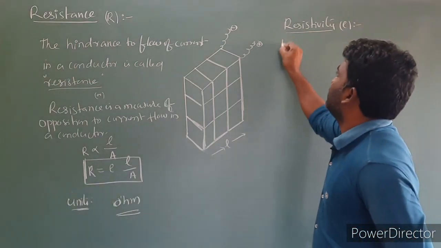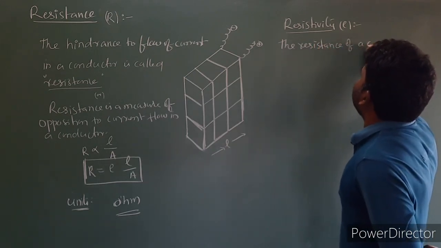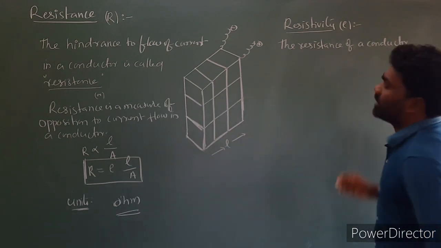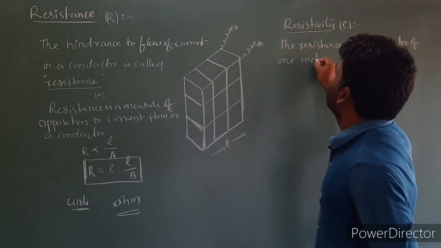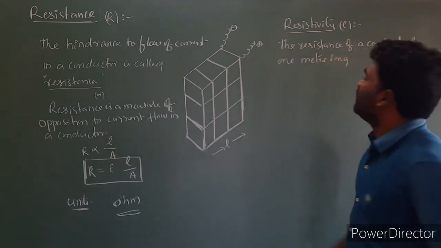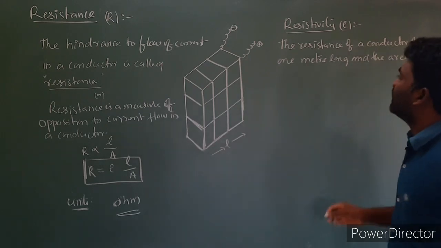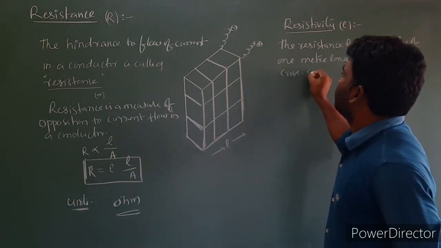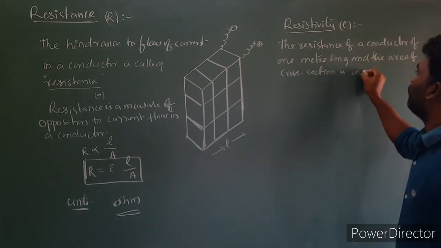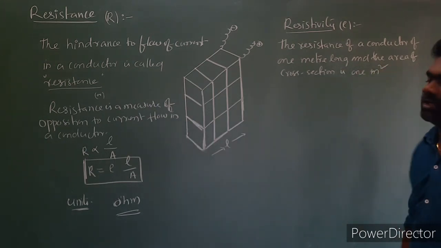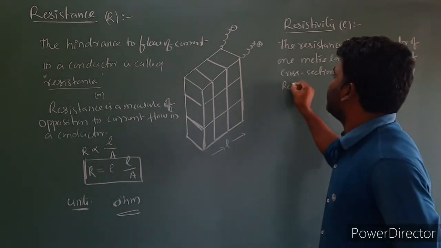Write the definition of resistivity. The resistance of a conductor of 1 meter long and the area of cross section 1 meter square is called resistivity.